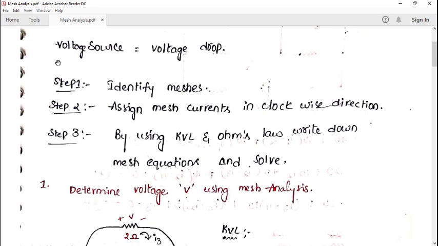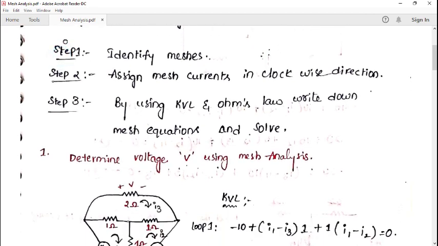For KCL, we discussed incoming current must be equal to outgoing currents. Similarly, sum of the voltage sources is equal to sum of the voltage drops is KVL. So, what are all the steps involved in mesh analysis? Identify meshes and assign mesh currents in a clockwise direction. By using KVL and Ohm's law, write down the mesh equations and solve that.